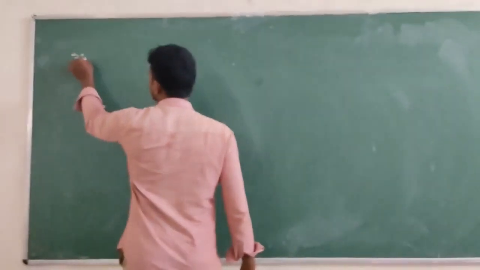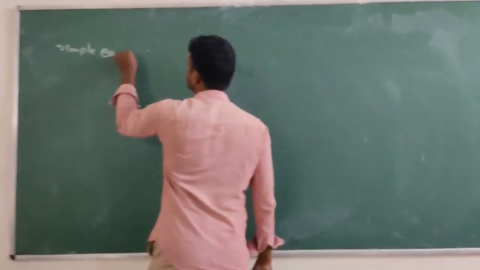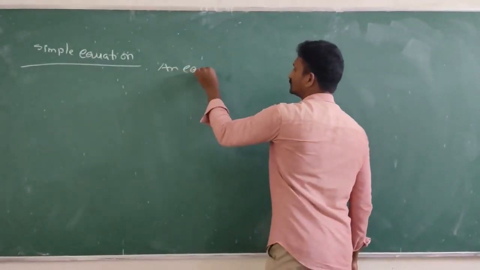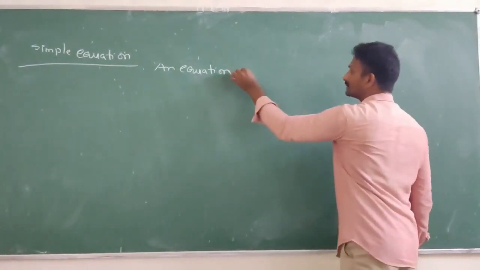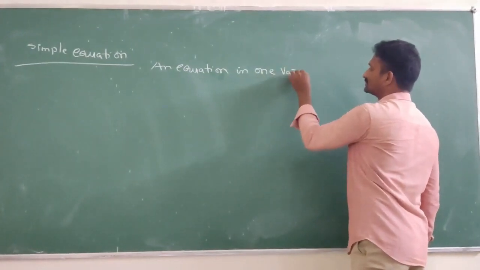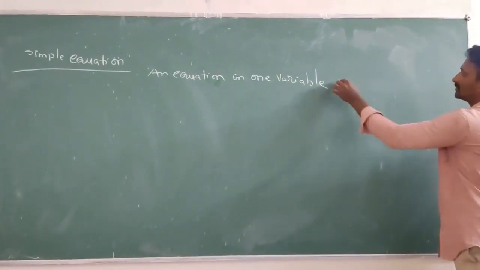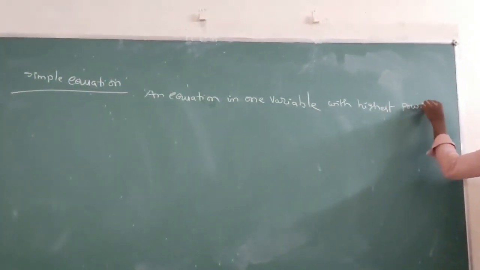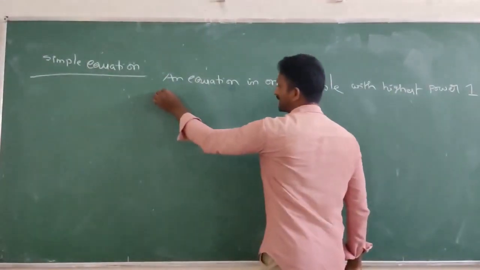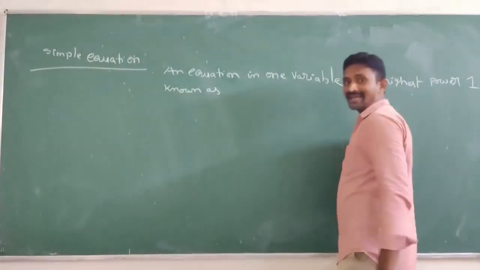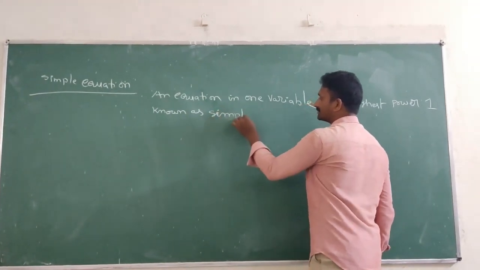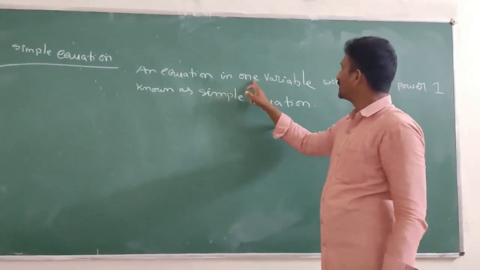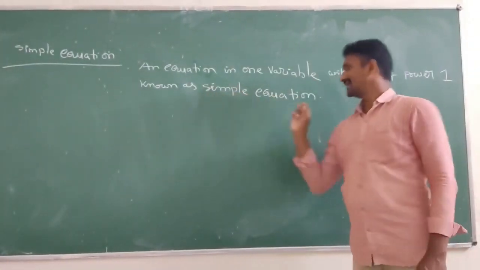What is a simple equation? An equation in one variable with highest power 1 is known as a simple equation.